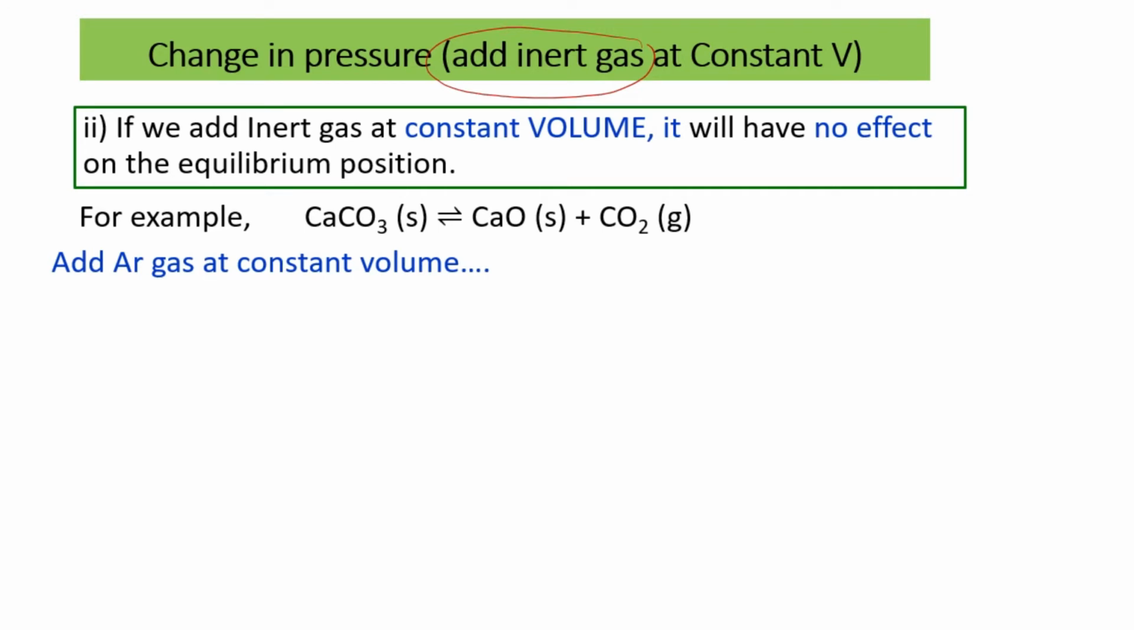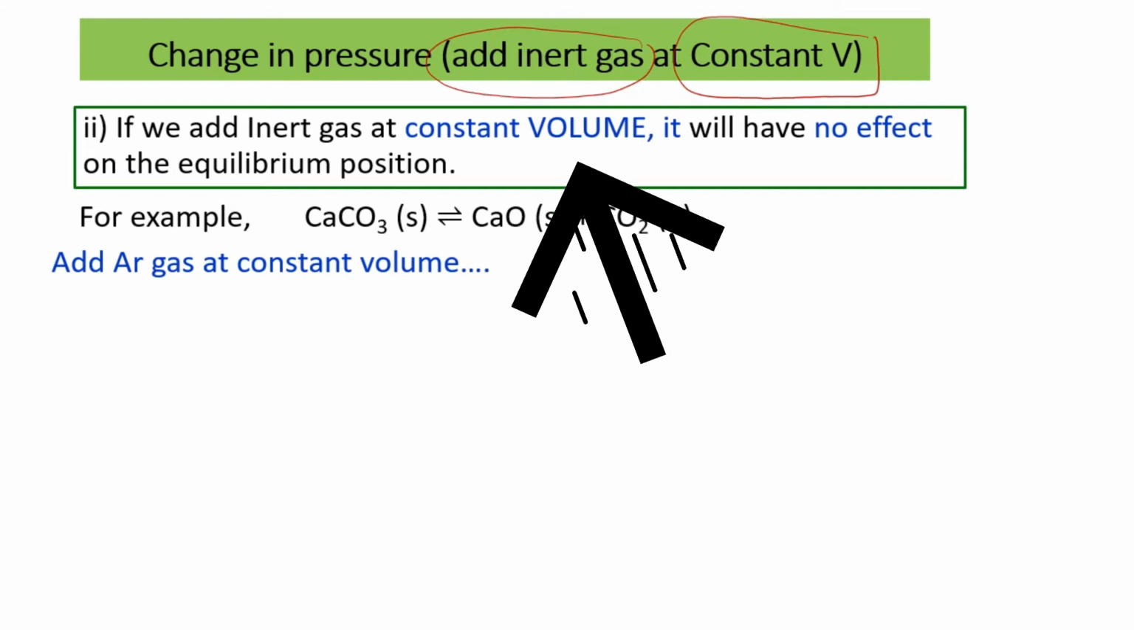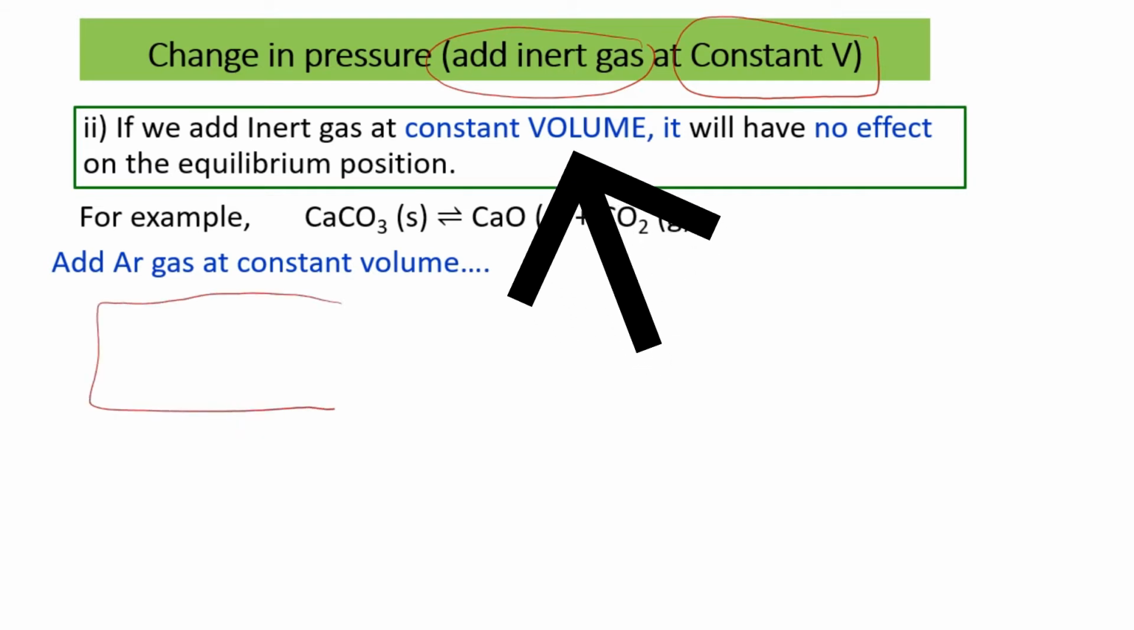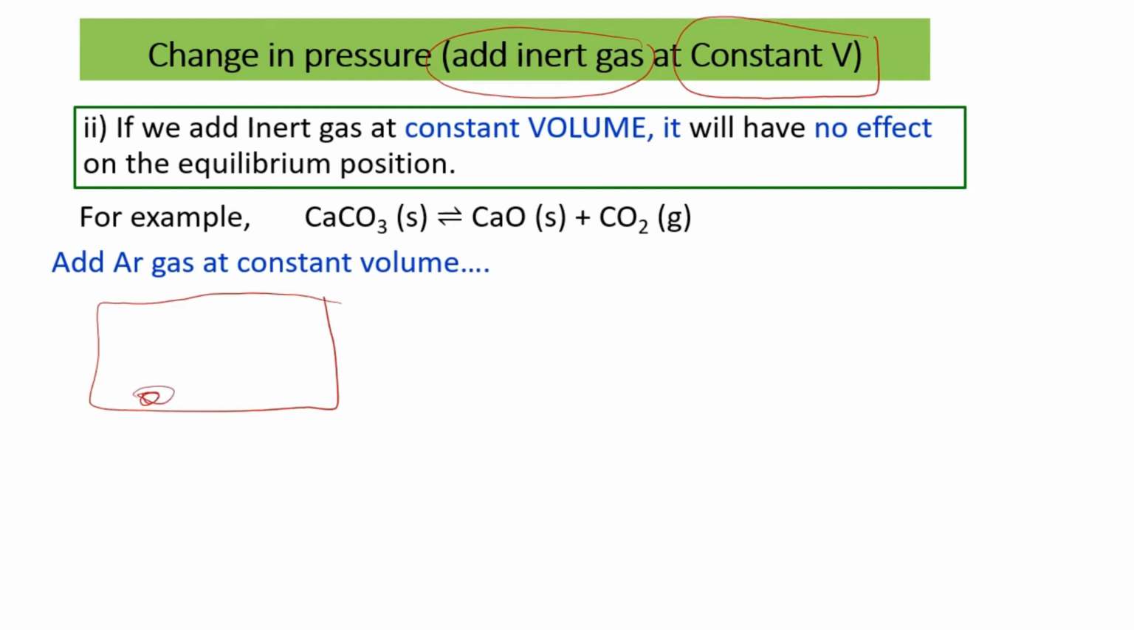So the scenario is you fix the volume. Okay, we fix the volume. Let's say, what is the scenario? The first scenario, we have calcium carbonate, calcium oxide, and some carbon dioxide at equilibrium. At equilibrium, all these things should be still inside the container.